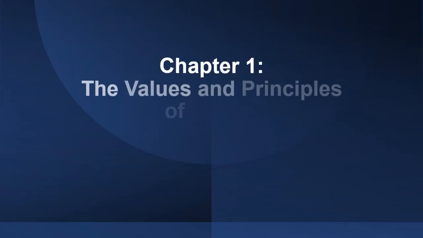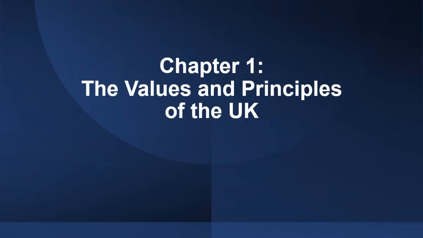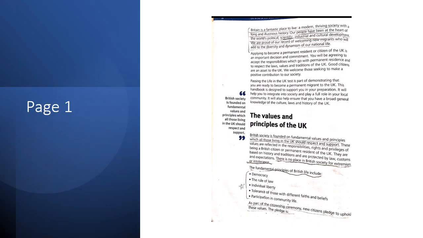Okay, there are 5 chapters in the book, and the 5 chapters cover different topics. This is the first chapter, the values and principles of the UK. And as I told you, it's not a long chapter, but it is a very, very important chapter, I tell you. This is the first page of the book itself.